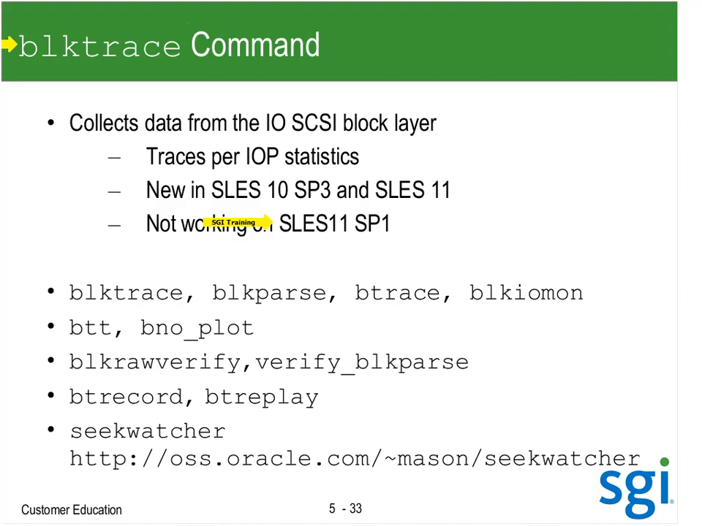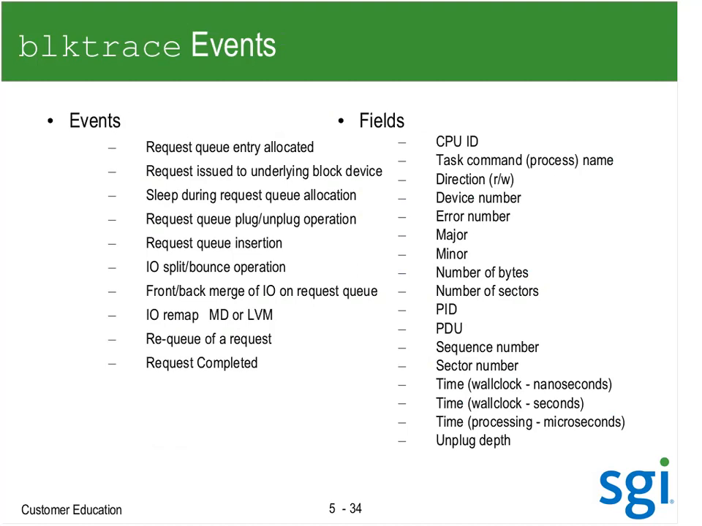Block trace allows me to profile each individual trace. By the way, it does work on RHEL 6. And RHEL 6 even comes with SeqWatcher installed with the distribution by default. So SeqWatcher is basically plotting the head movement. So block trace, I don't want to get into detail, but all the different events that you can track and all the different fields, it's pulling apart the IOPS.